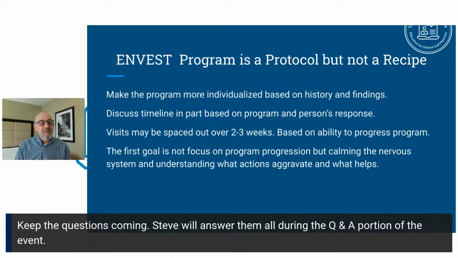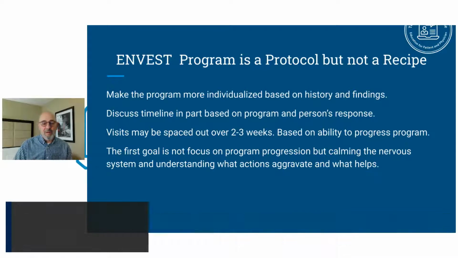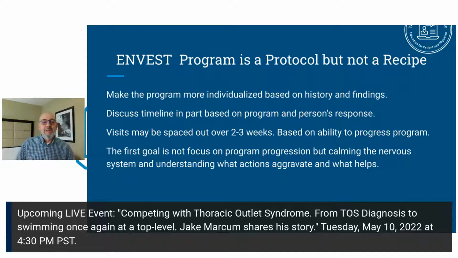Visits can be spaced out over 2 to 3 weeks in a lot of cases. Sometimes after the 6th or 8th visit, it might be once a month, because the person is working on a program that we've developed, and it's just a matter of working on those things and seeing a gradual calming down of the nervous system, an improvement in posture, and more automatic diaphragmatic breathing. They don't have to think about it; it just happens. Okay. It's going to be based on how they progress. So the goal is not to focus on how fast to go through the program, but on calming the nervous system.